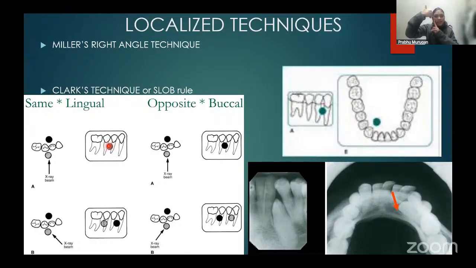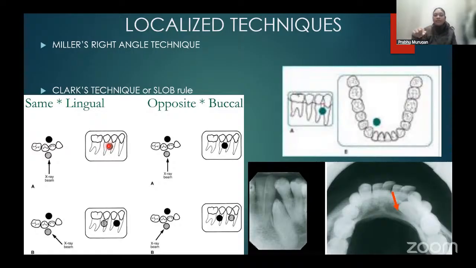In the second IOPA, if I see the canine is still present on the mesial aspect of 1-2, it means the canine is present lingually. Or if I'm moving the tube mesially, but I see the canine to be present distal to 1-2, it means the object is present on the buccal aspect. So it's very, very simple. Two IOPAs, same vertical angulation, but different horizontal angulations. You move the tube mesially or distally and take the second X-ray. If it moves towards the same side, lingual; opposite side, buccal.